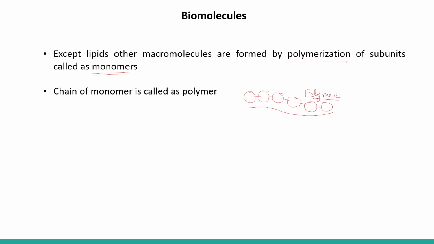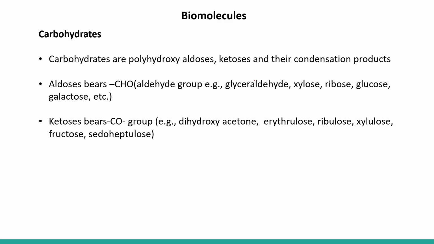And this process of forming a chain-like structure with the help of bonds is called polymerization. The chain of monomers is called a polymer. So this is the way the new structures, that is macromolecules, are formed by the process of polymerization of monomers. Okay, so let us start with the first macromolecule, that is carbohydrates.